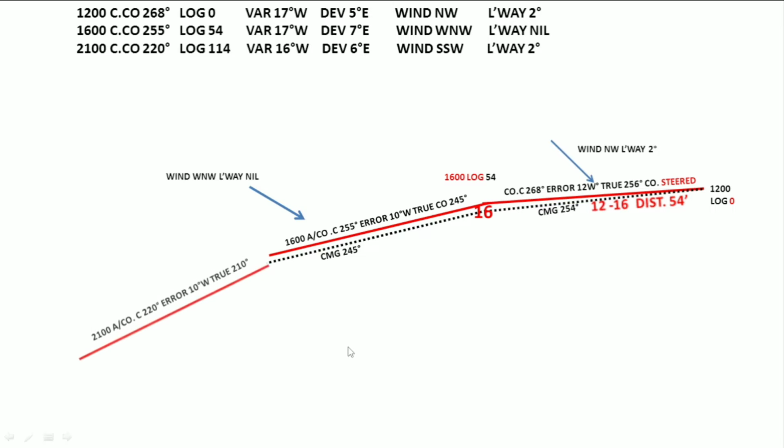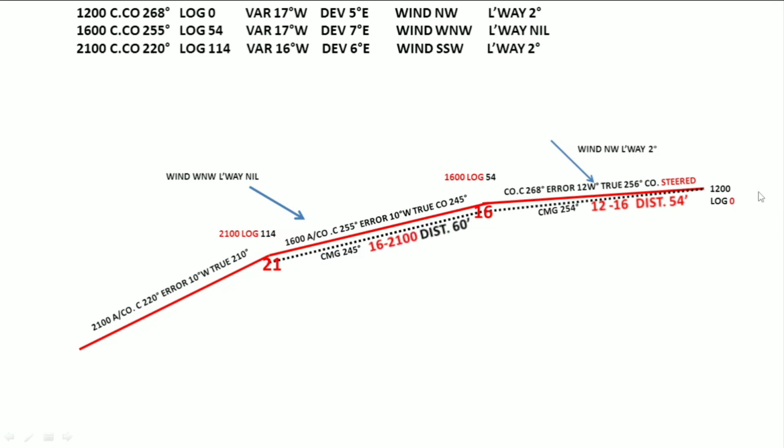At 2100 hours, again we have altered course to course 210, and the log is 114. So that will give me the distance between the time, that is from 1600 hours to 2100 hours. The distance done between 1600 and 2100 would be 114 minus 54, which is 60 miles.